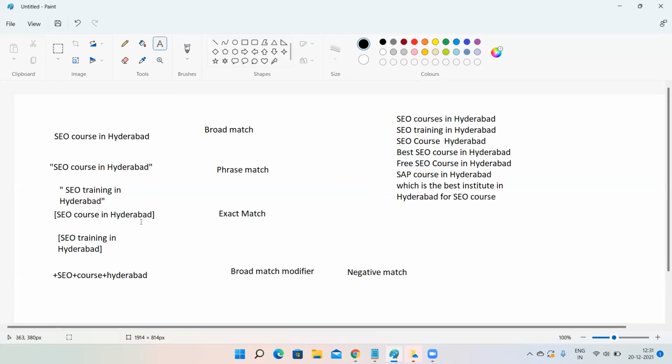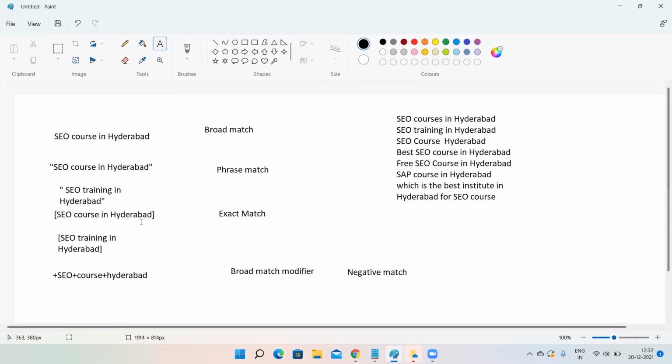But do not think just because I told you one word matches, that does not mean you have targeted a keyword called SEO course in Hyderabad and somebody is searching cloud computing in Hyderabad. No, your advertisement will not appear like that. Something relevant to SEO, something closer to SEO, synonyms of SEO, then only my advertisement is going to appear. Now, if I have chosen digital marketing course in Hyderabad as my targeted keyword, then for online marketing, for affiliate marketing, for these kind of things, my advertisement is going to appear. So this is about keyword match types: broad match, phrase match, exact match, broad match modifier, and negative match.